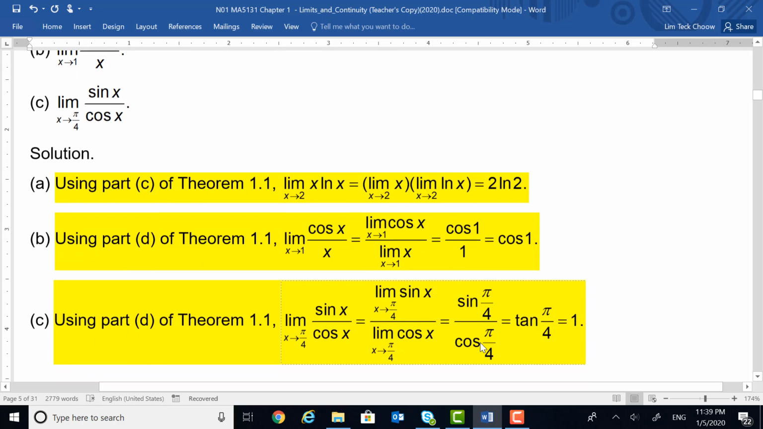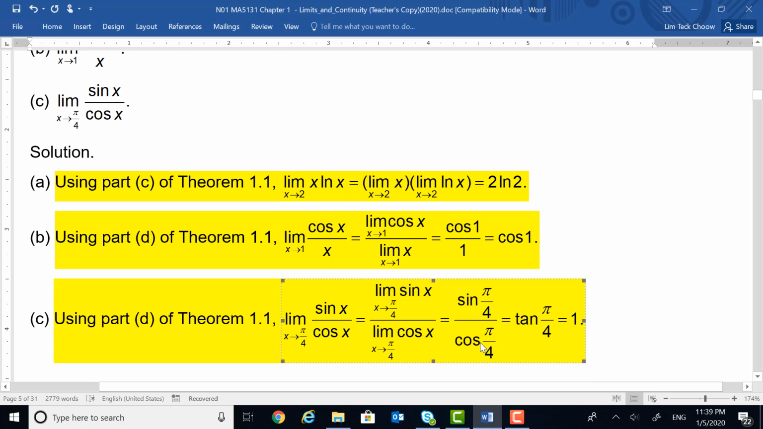Likewise, in the case of part C, you have the limit of sine x over cos x. Like the earlier part, I can break this up into the limit of the numerator over the limit of the denominator, and I can calculate the numerator separately from the denominator. And once again, because this is non-zero, this calculation actually works, and it works to a value of just 1.